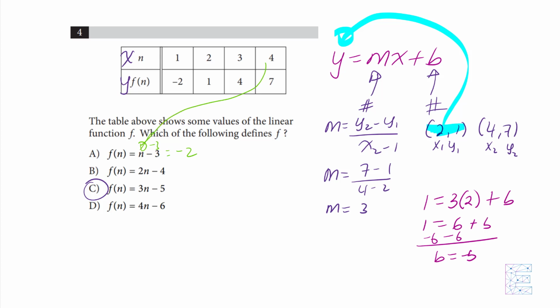So let's try this one. 4 take away 3 gives us a 1. Well, we were expecting a 7, so that one didn't work. So that's just another method. You can use the backsolving method, just so you know.